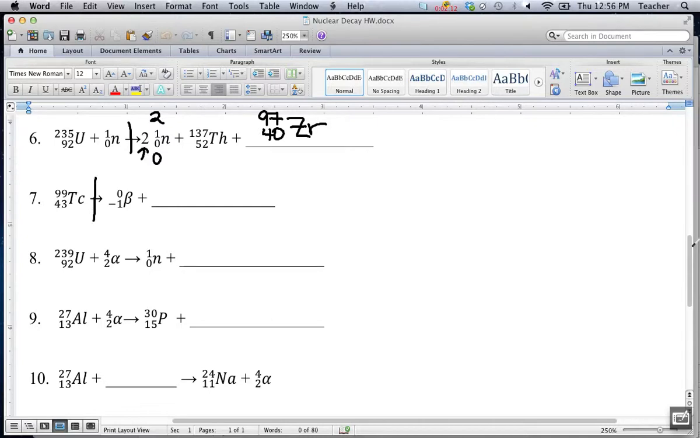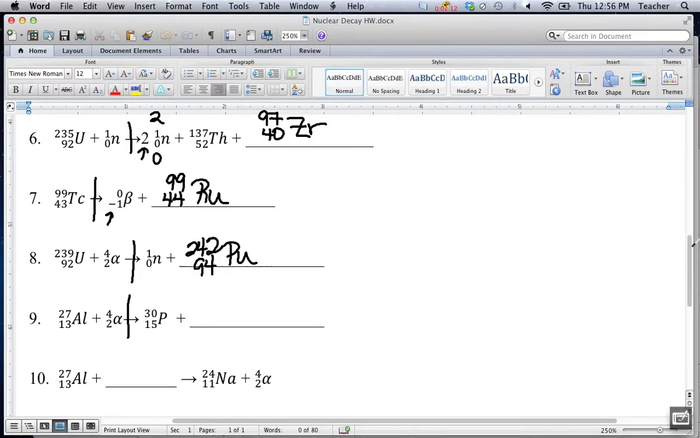Number 7, I end up with a 99 on top. Be careful here with that negative. That means it's a 44 on the bottom, which is Ru. Number 8, I have 242 on top and a 94 on the bottom, Pu.